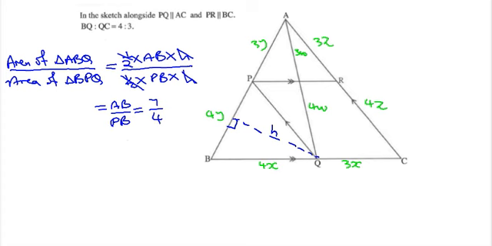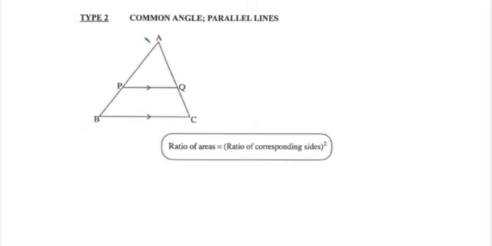Let's look at the second one. For this one now, the circumstances are different now. We have a common angle and a pair of parallel lines.